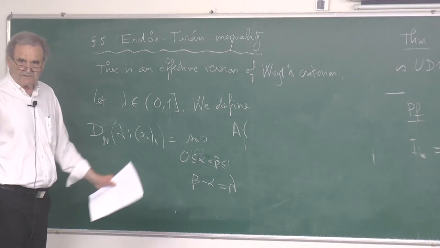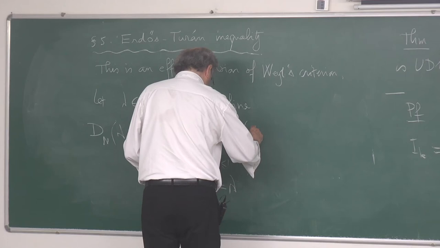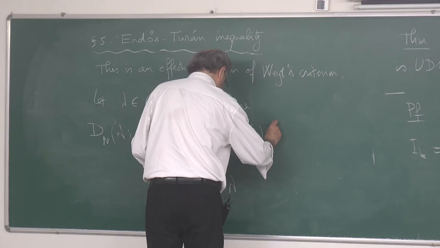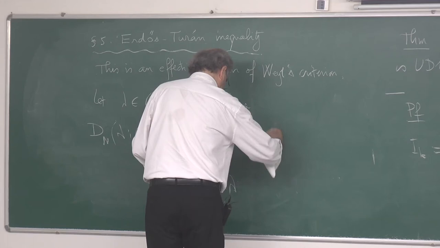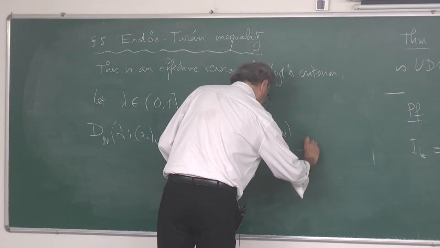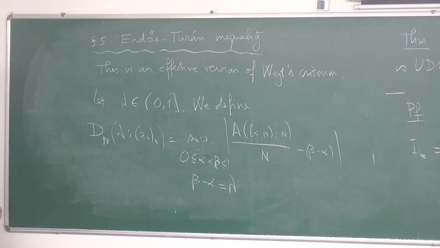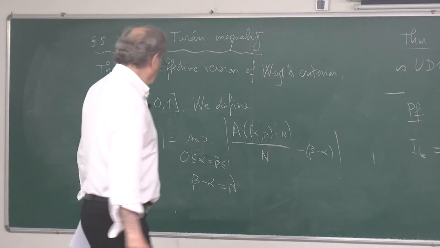I will tell you why it is important to have this. Of A of your sequence x_n, which fall into, how was I writing that? Alpha beta? Maybe A of alpha beta, N, over N minus beta minus alpha. So this is the discrepancy, but the discrepancy only for one interval. This you don't find in Kuipers and Niederreiter, but you find it in the Montgomery lectures. So now I have this notion, let me write what it is.